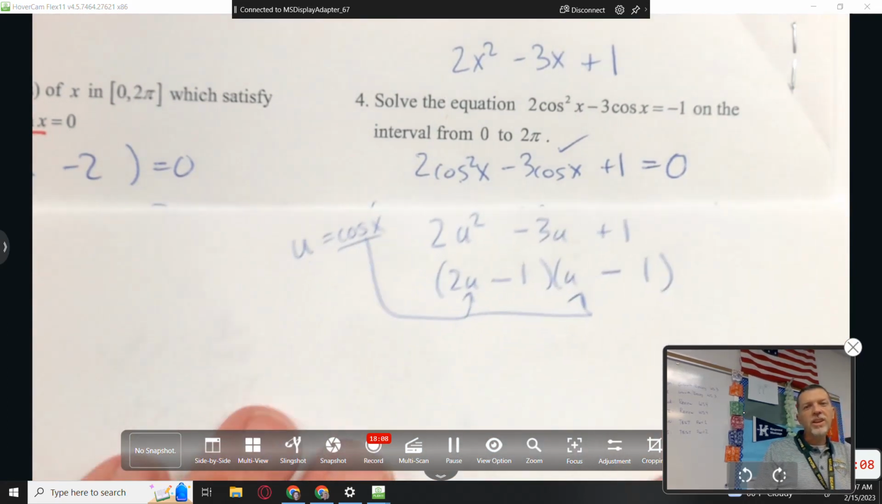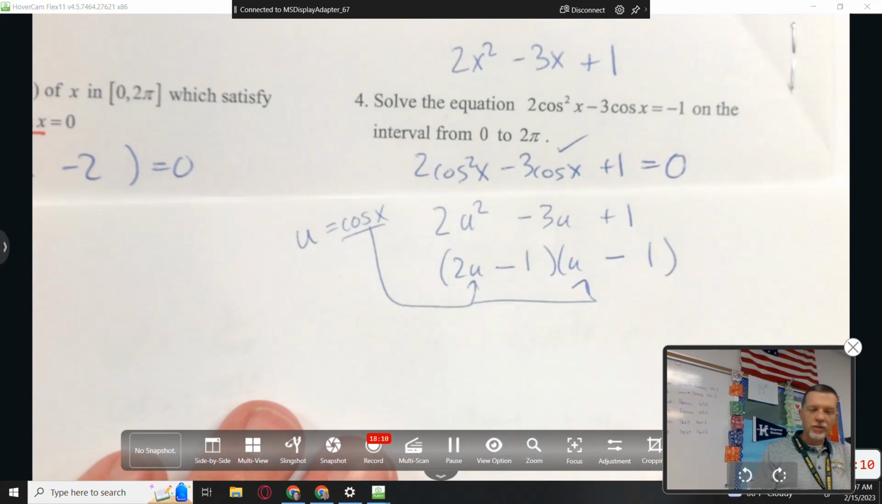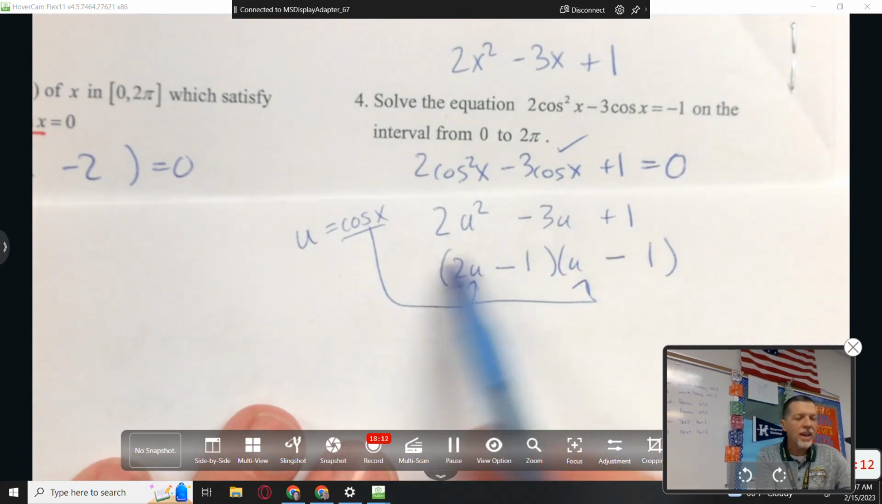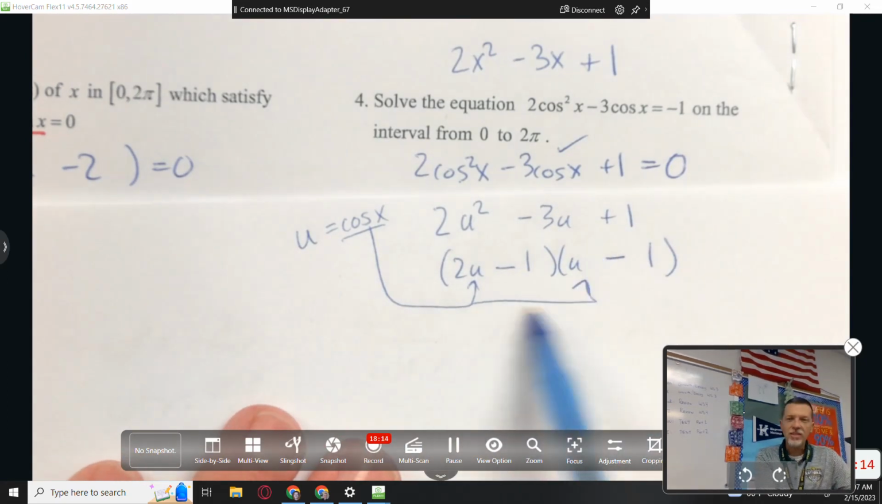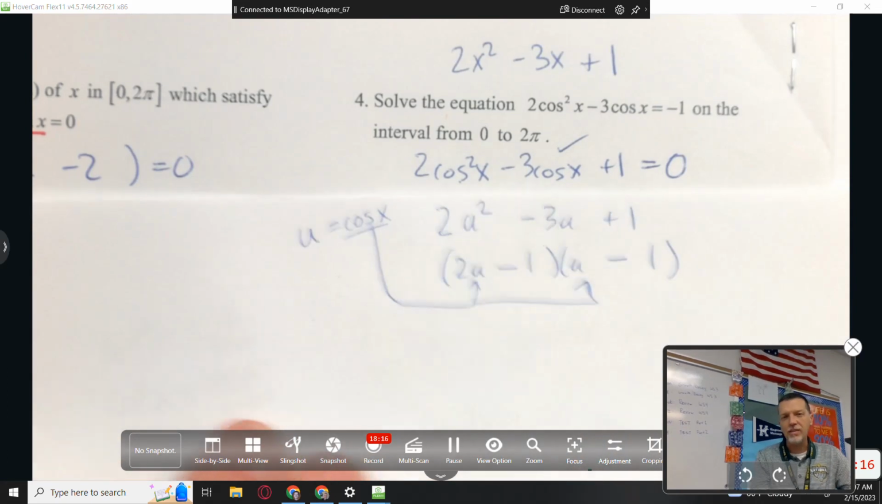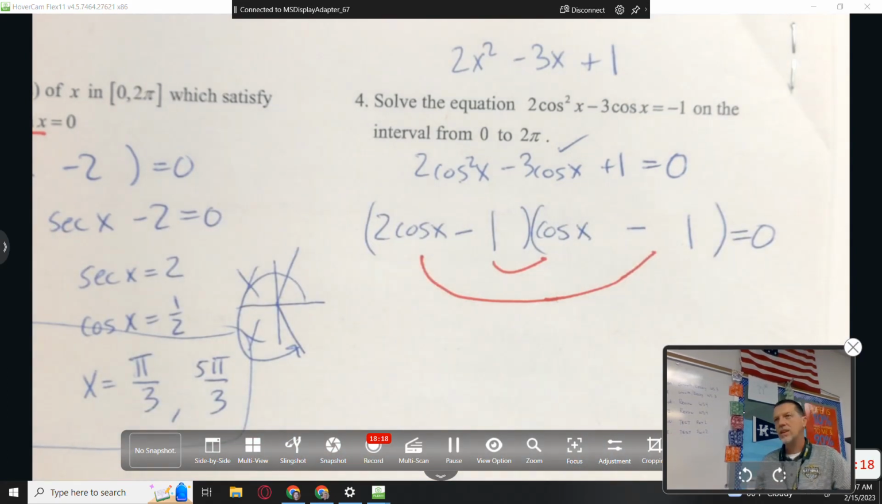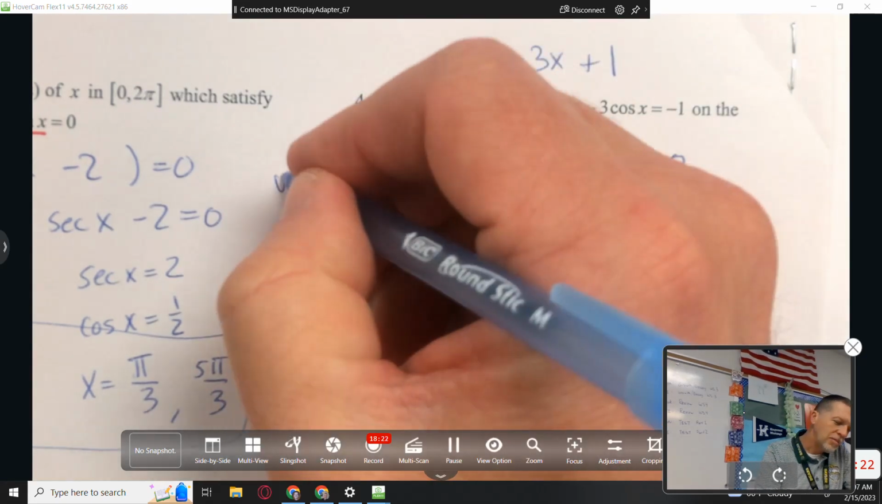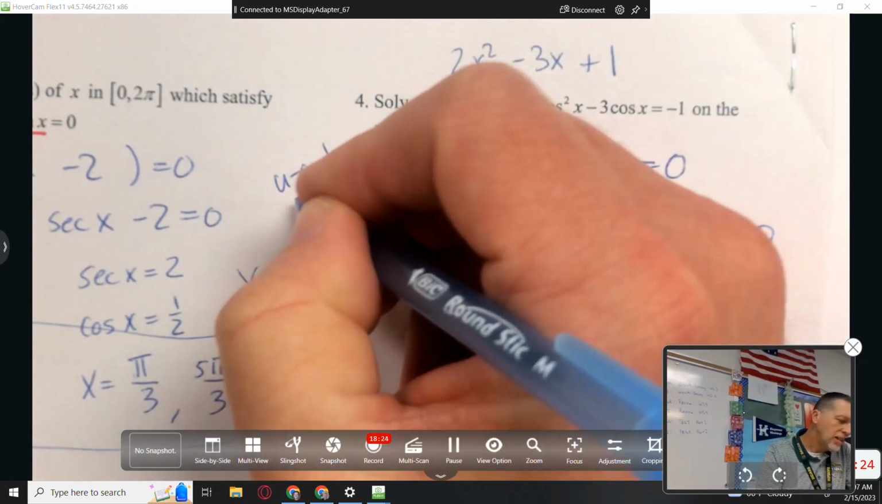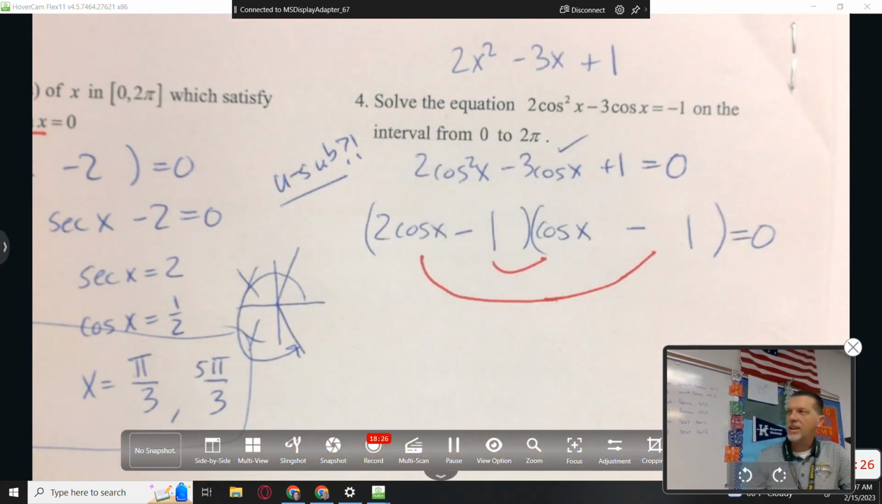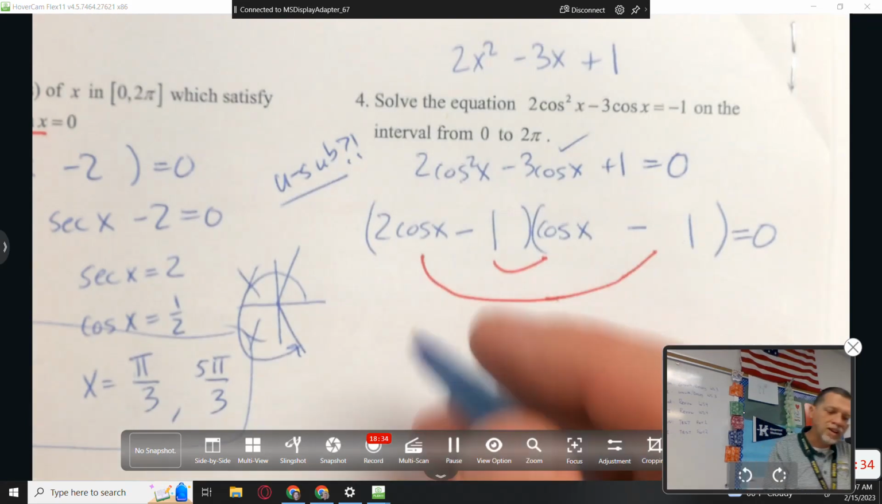So if it's really ugly and you're struggling with it, it's okay to put u's in there and make it look nicer. And then after you factor it, you're like, okay, I've got to now deal with the cosines. So that's called u substitution. Some people use it all the time. Some people never use it. Most people, it's sort of like, well, if I can figure it out, then I'm not going to bother with it. But if it looks complicated, I'll put some u's in there and see if I can make sense of it.